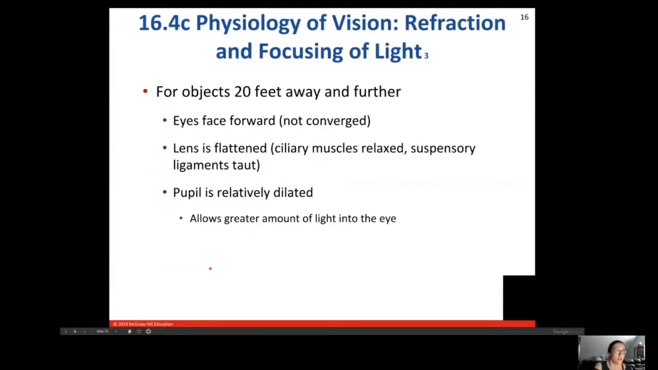Now the opposite of this is the far response. When we're looking at things far away, which I don't do enough, and that's probably one of the reasons that my eyes are getting so nearsighted, your eyes face forward, so they're not converged. You're looking straight ahead. If you're looking at a mountain far away, your eyes are not converged. You're not looking towards your nose anymore. The lens gets flattened, right? The ciliary muscle relaxes, and therefore it opens up, and that stretches the suspensory ligaments and flattens out the lens. And the pupil is relatively dilated to allow a greater amount of light into the eye.